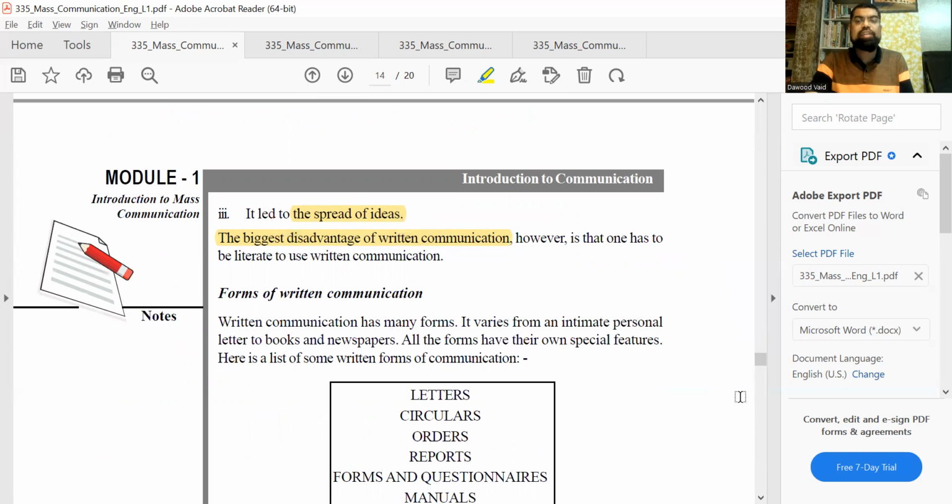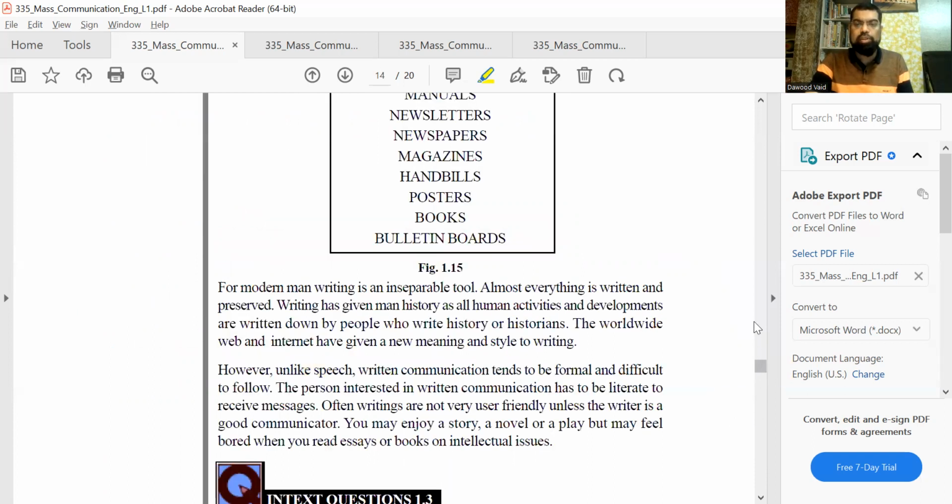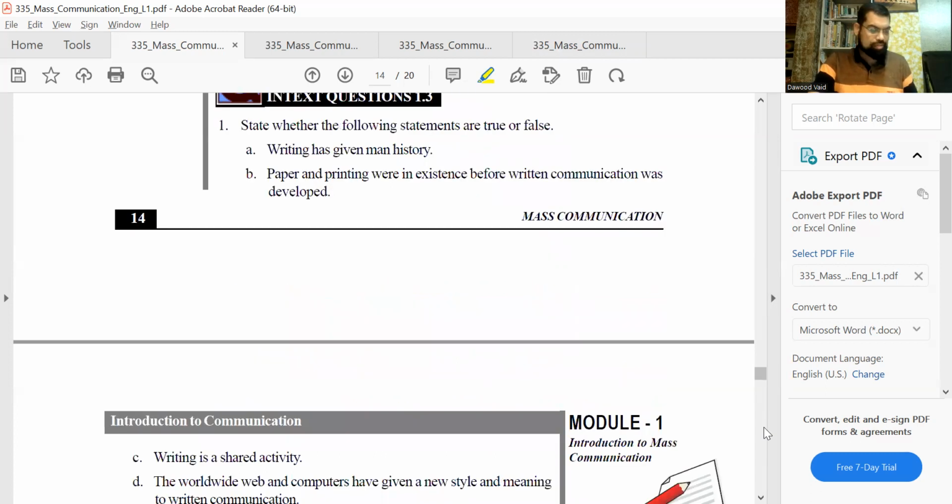But still today, written communication, the textbook you're reading is written communication. All these are written communication: letters, circulars, newspaper, news magazines, newsletters, handbills, posters, books, bulletins, billboards. All of this is a form of written communication.